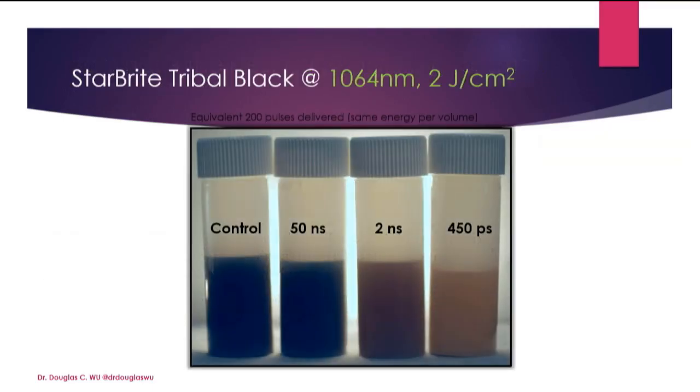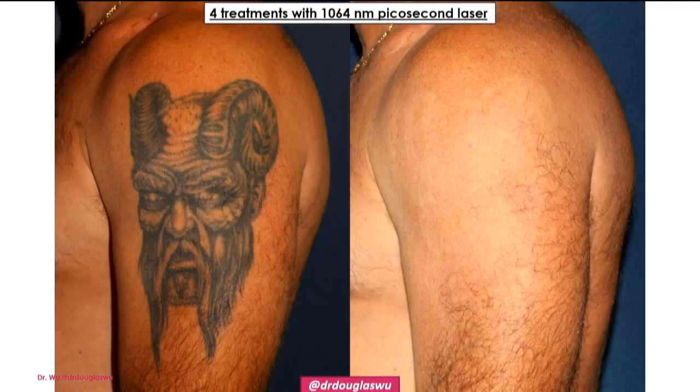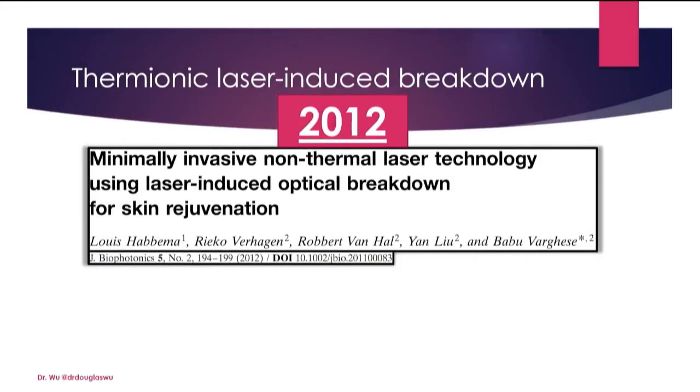And this was a little homebrew experiment. You can see very clearly the effect of pulse duration on the clearance of these inks. The shorter your pulse duration, as long as everything else is the same, energy, wavelength, et cetera, the short pulse duration will always win. And tattoo removal these days is quite satisfying because there's usually not really a tattoo that we can't treat anymore with the picosecond laser.